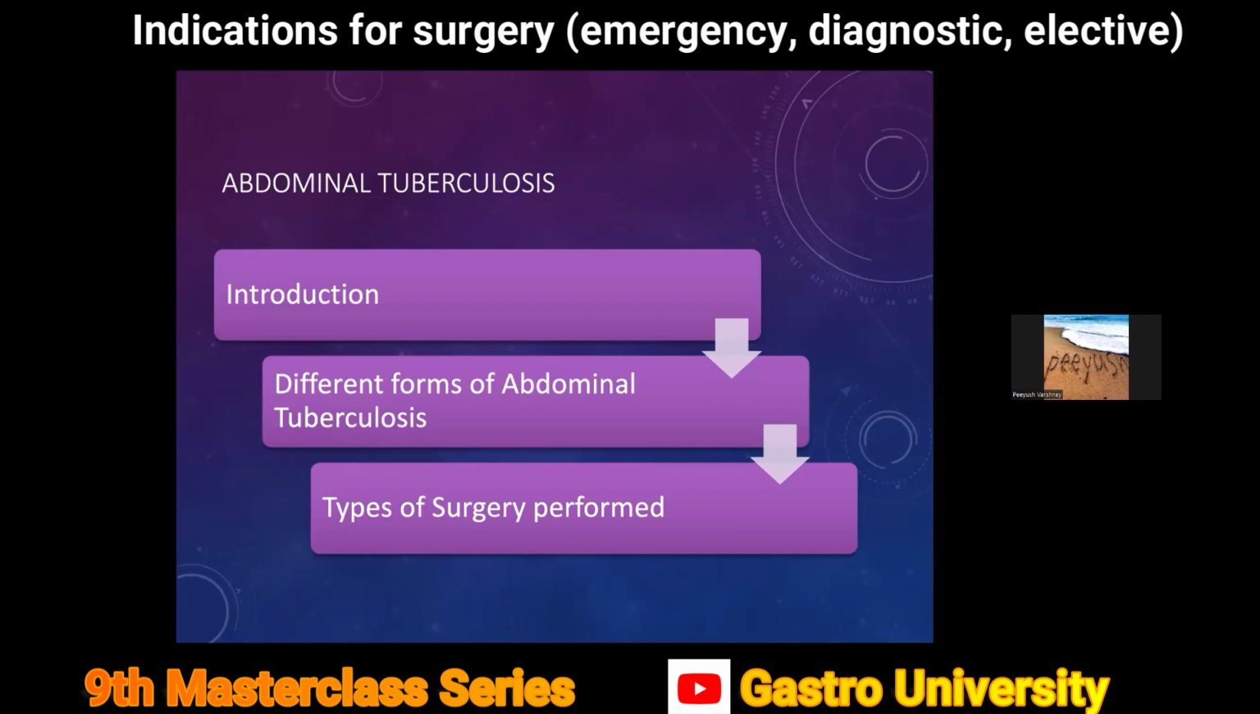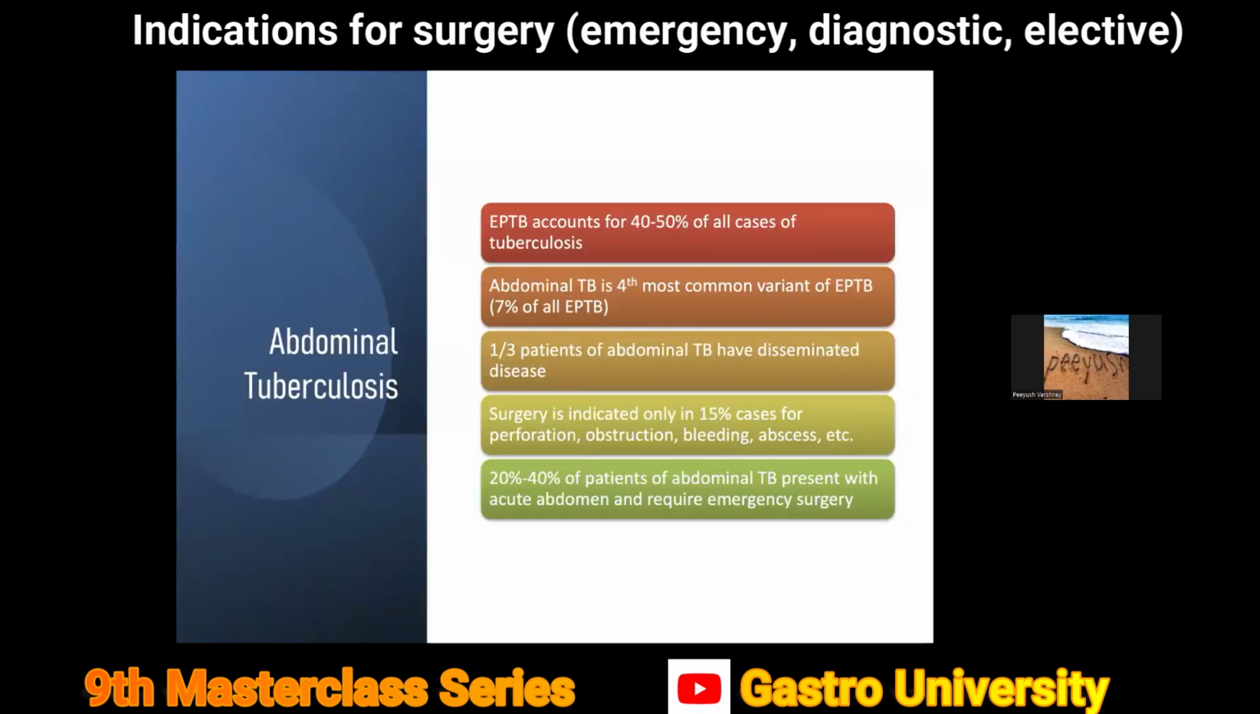My talk is the last talk, so I'll try to finish it in time so that we have time for discussion. So, briefly, just to give an idea what I'll be talking, a brief introduction of one slide, and then what are the different forms of abdominal tuberculosis and when is the surgery required in each form, and what are the more common types of surgery which are being performed for abdominal tuberculosis.